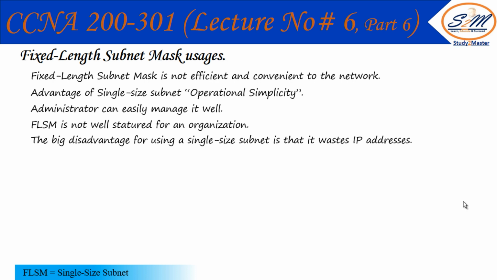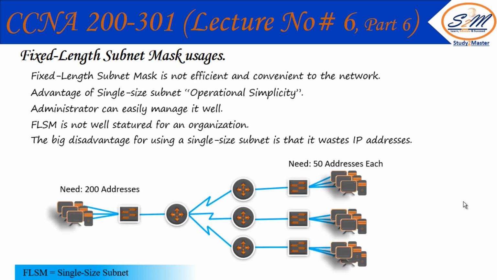The solution is VLSM, Variable-Length Subnet Mask. FLSM is sometimes called single-size subnet as well. In this topology, we have many departments. On the left-hand side, the LANs need 200 addresses, but on the right-hand side, the LANs need 50 addresses each. So it is really difficult to work with, because we have a lot of IP waste in such a diagram.